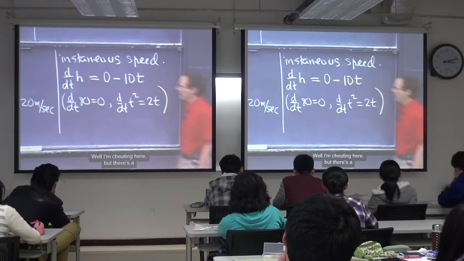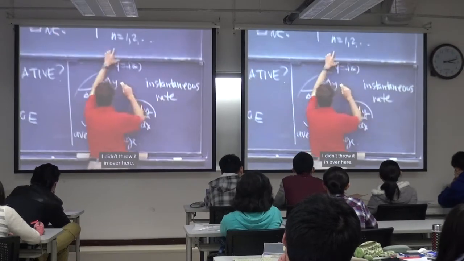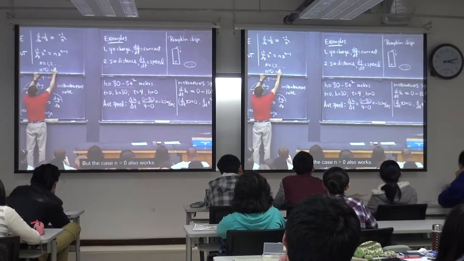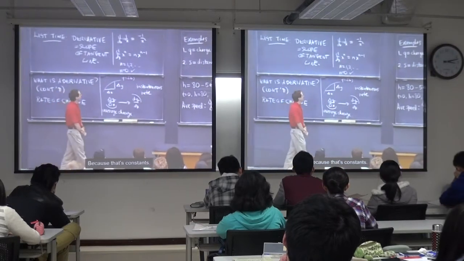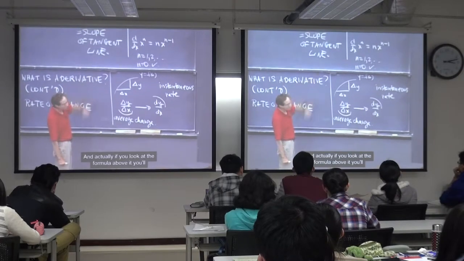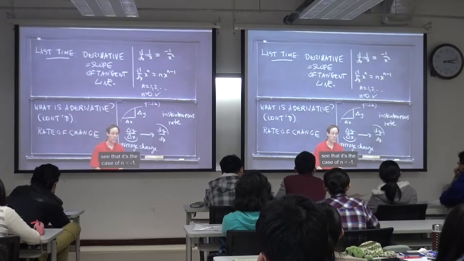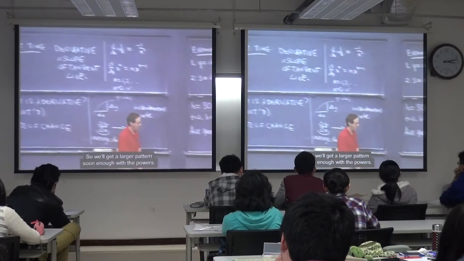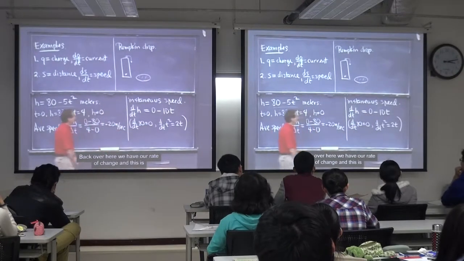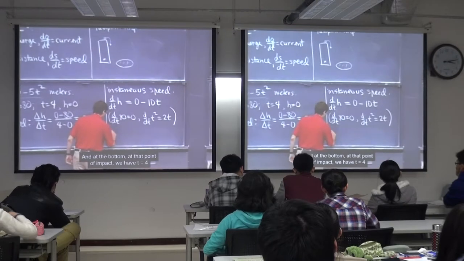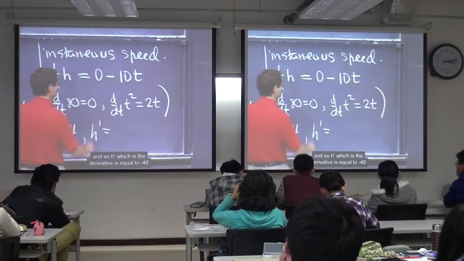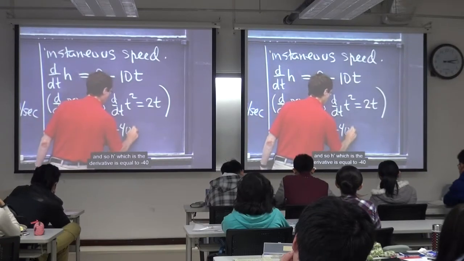The special case, well, I'm cheating here, but there's a special case that's obvious. I didn't throw it in over here. The case n equals 2 is that second case there, but the case n equals 0 also works. Because that's constants, the derivative of a constant is 0, and then the factor n there is 0, and that's consistent. And actually, if you look at the formula above it, you'll see that it's the case n equals minus 1. So we'll get a larger pattern soon enough with the powers. Okay, anyway, back over here, we have our rate of change, and this is what it is. And at the bottom, at the point of impact, we have t equal to 4, and so h prime, which is the derivative, is equal to minus 40 meters per second.